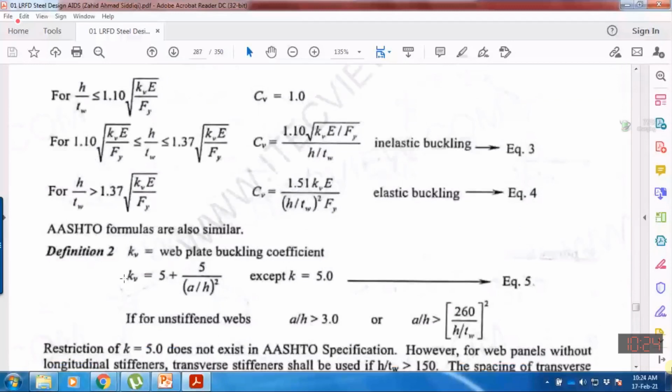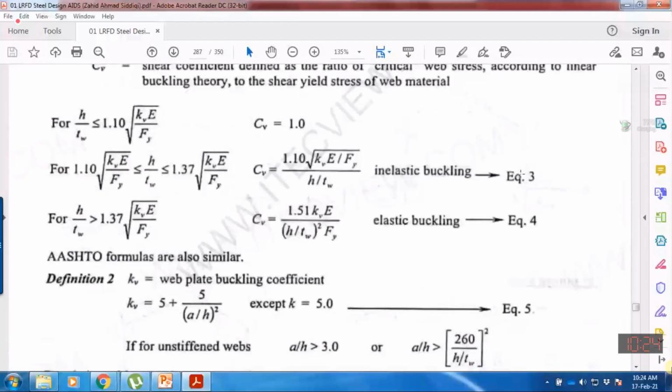But the question arises: if I know the CV value, which formula should I use to determine the KV value? Equation number 4 or equation number 3? Actually, equation number 4 is more critical, because this equation gives the least KV value or least CV, since that corresponds to elastic buckling.